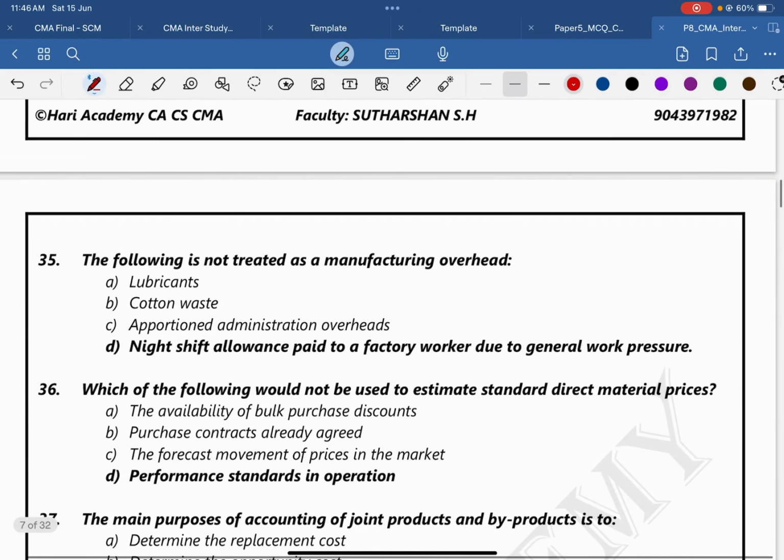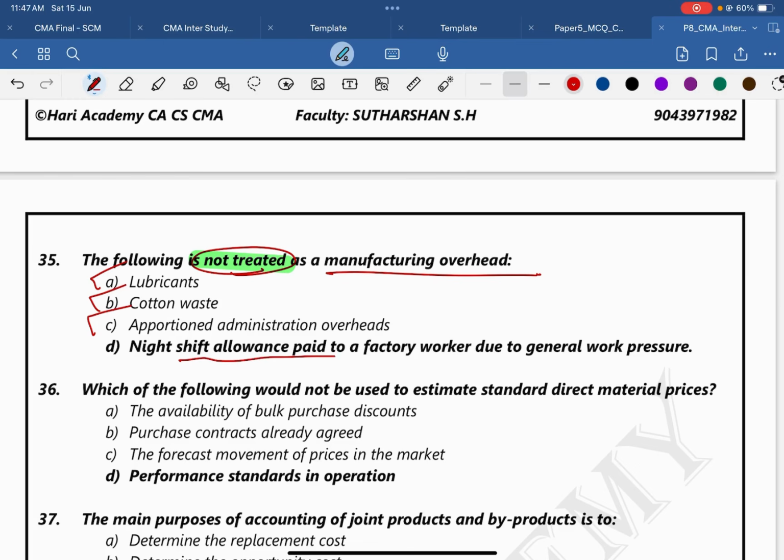Then 35. Which of the following is not treated as a manufacturing overhead? Read that point. Lubricants is a manufacturing overhead, a factory overhead. Cotton waste is a factory overhead. Apportionment of admin overheads is a manufacturing overhead. Then night shift allowances paid to a factory worker due to general work pressure is nothing but your employee cost, nothing but your direct labor. Okay, next.